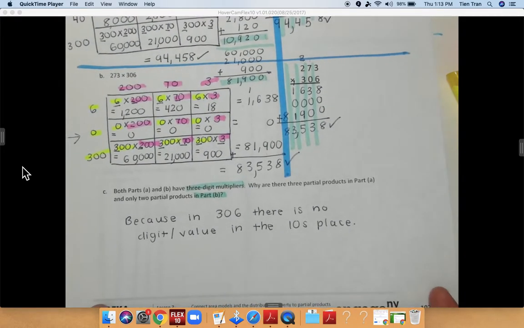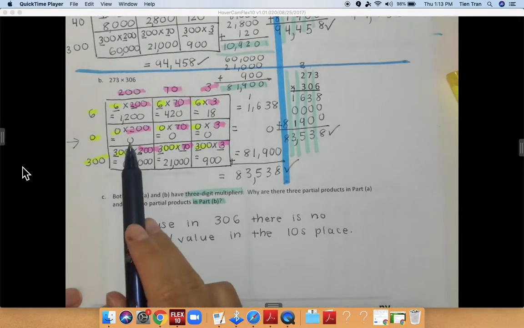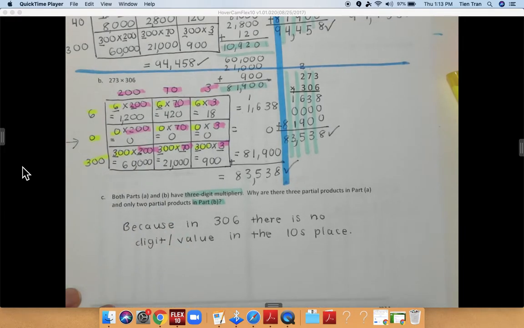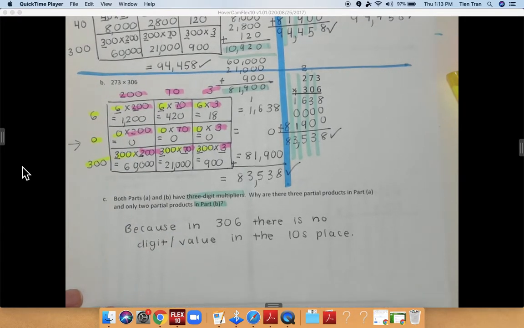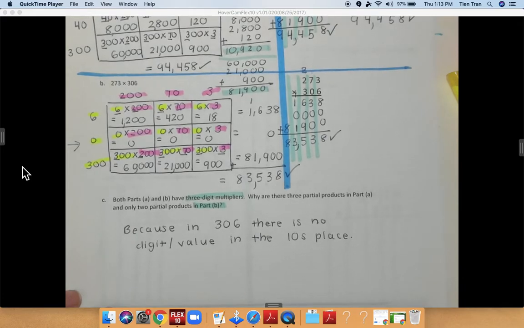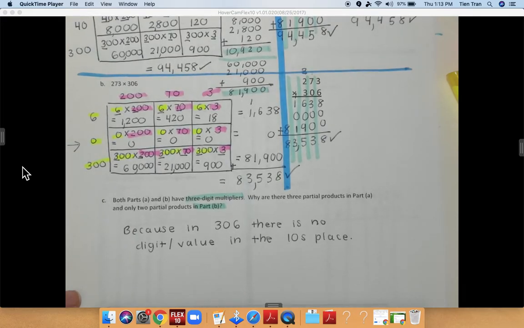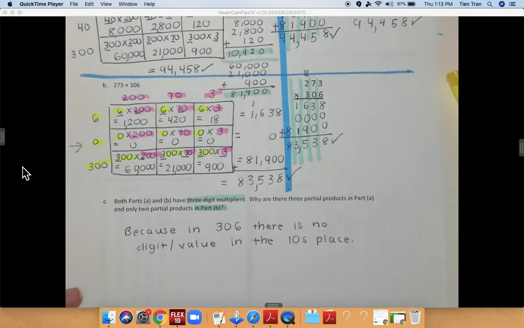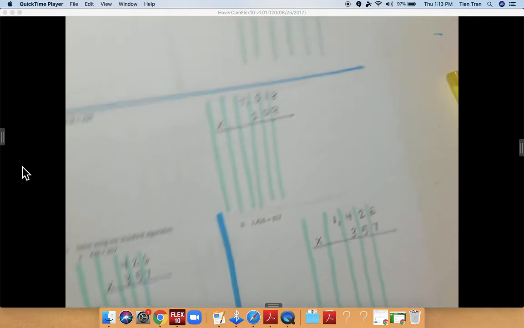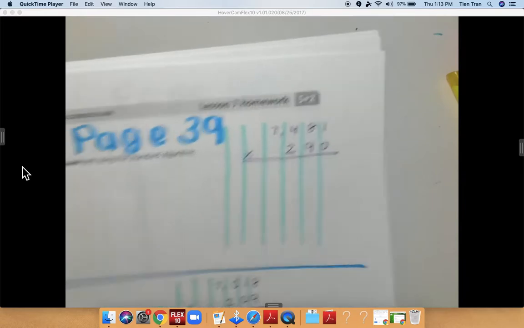There is no digit value in the tens place. Because when you multiply a number by 0, you are going to get 0. No matter how big or small that number is, you are still going to get 0. Because you're multiplying times nothing, basically. Nothing is there, so you cannot get anything if there is nothing there. Now, we're going to move on to page 30.